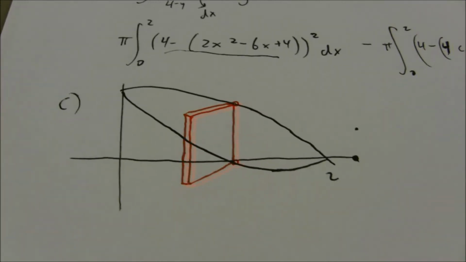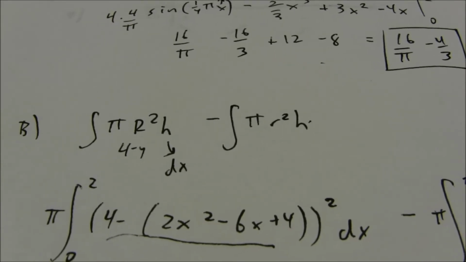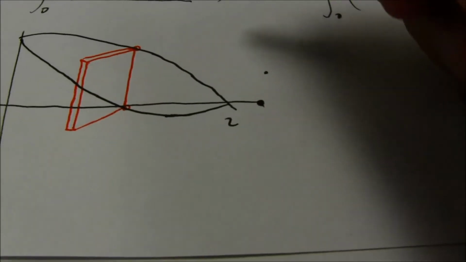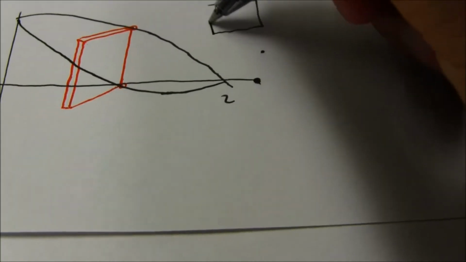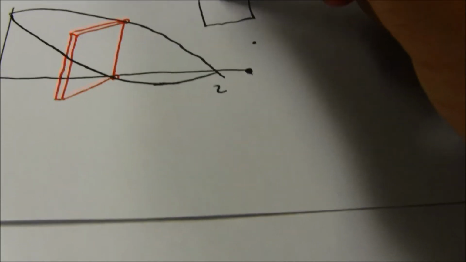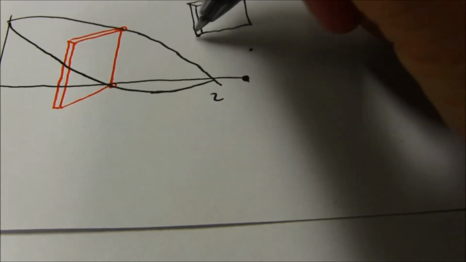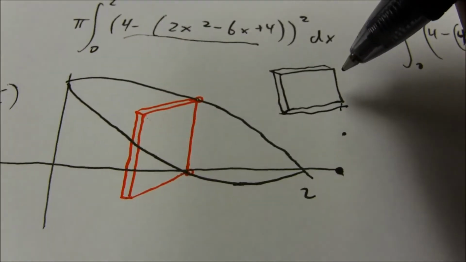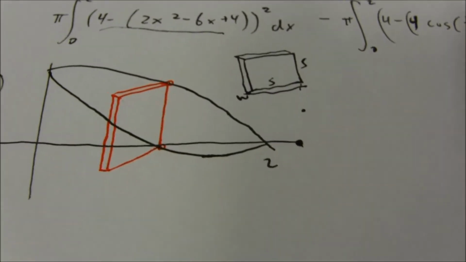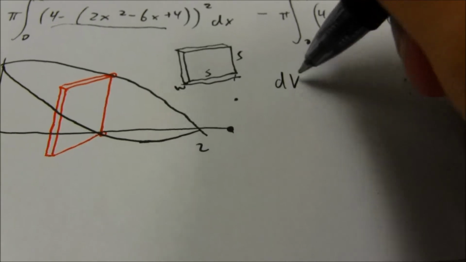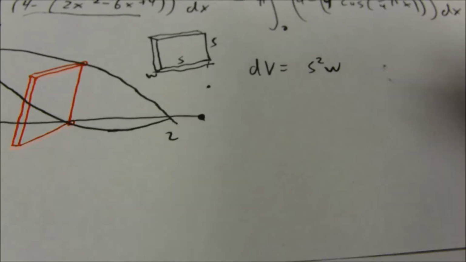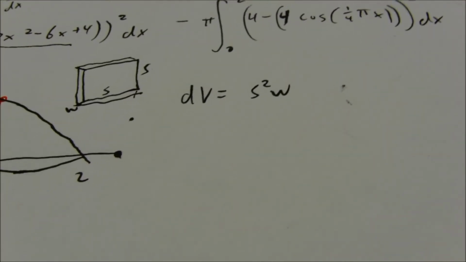because the only thing you need to do is change from the integral of pi r squared h to an integral of the formula for the volume of that square prism. And if you notice, the volume of a square prism, I'll call that the width, and I'll call that the side length, and so the volume, we can call that dv. That's the change in the volume as you move from one slice to the next. It's just s squared times w, or s squared times the thickness, or s squared times the height, whatever you want to call that.